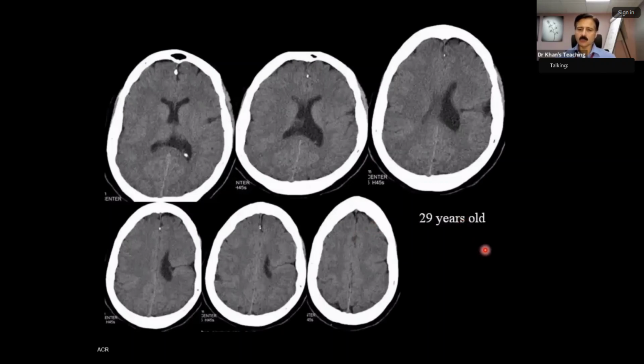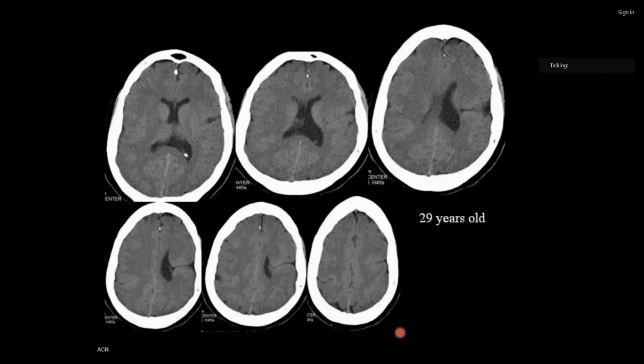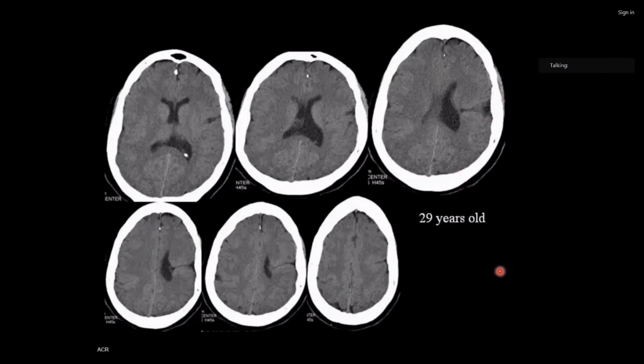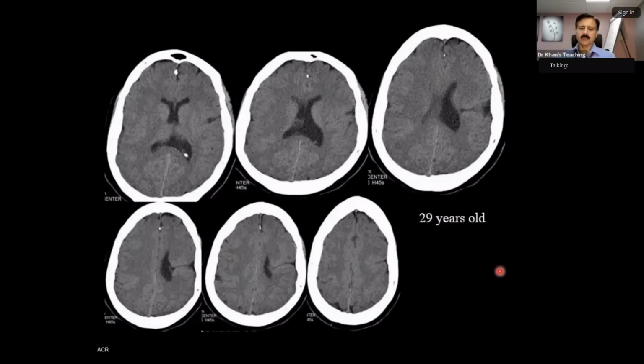Okay. Yes, please. These are sequential axial CT head slices of a 29-year-old patient. What is apparent here? The abnormality is the presence of CSF fluid within a cleft in the left parietal region. This is in keeping with schizencephaly, I think. So it's closed-lip. Excellent.